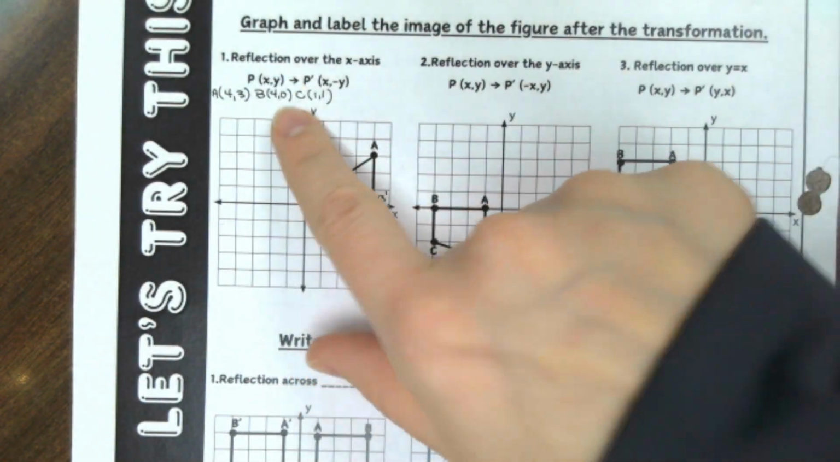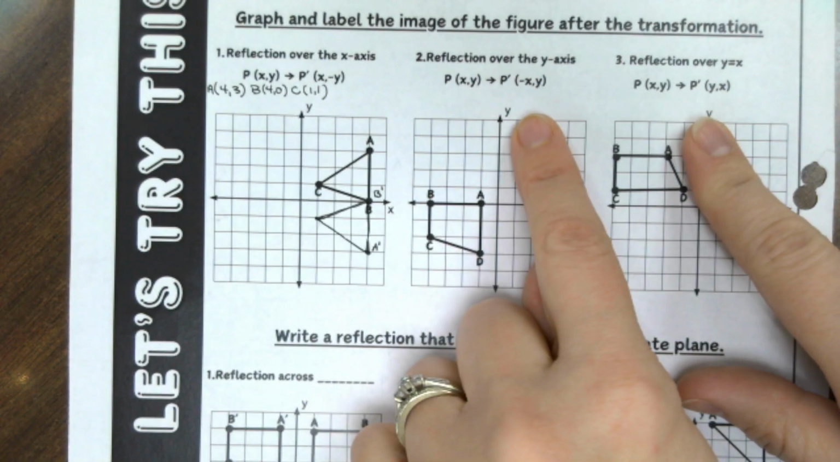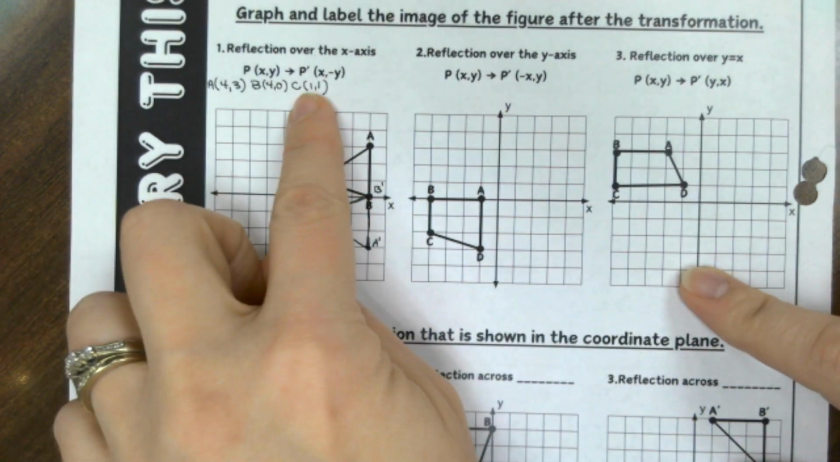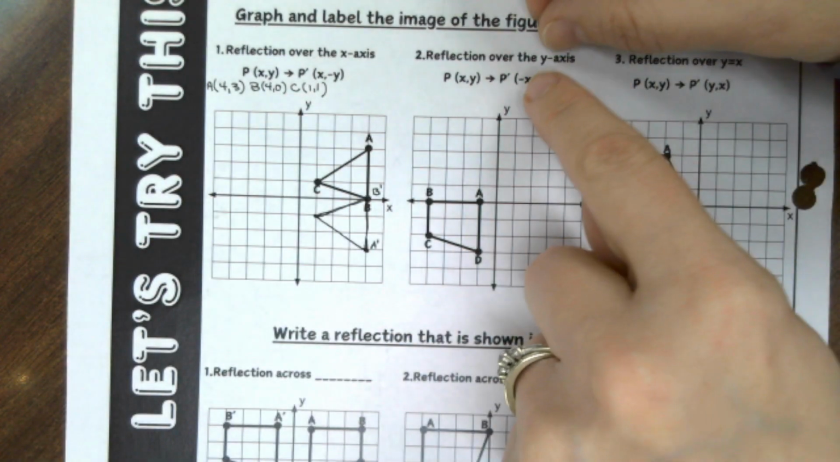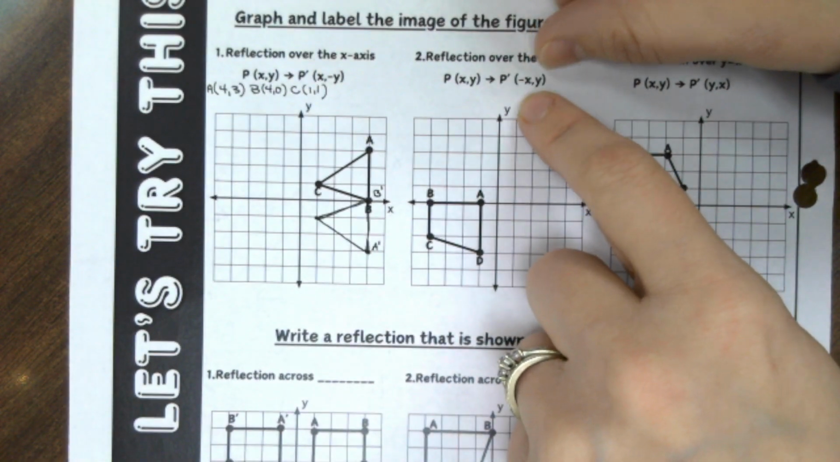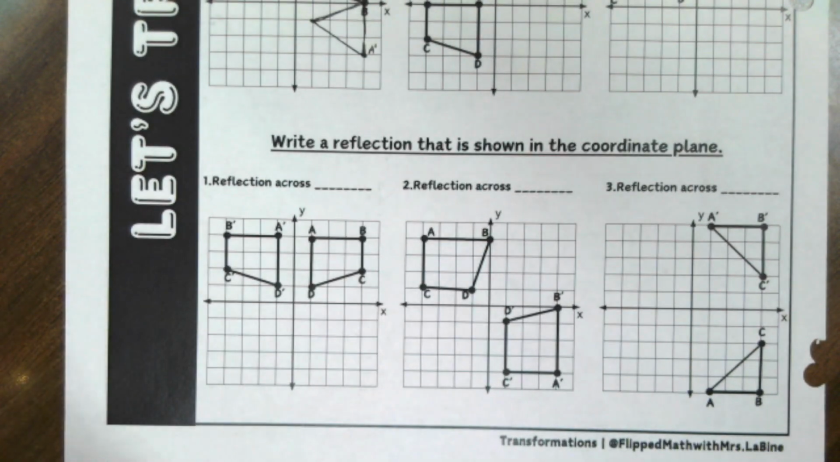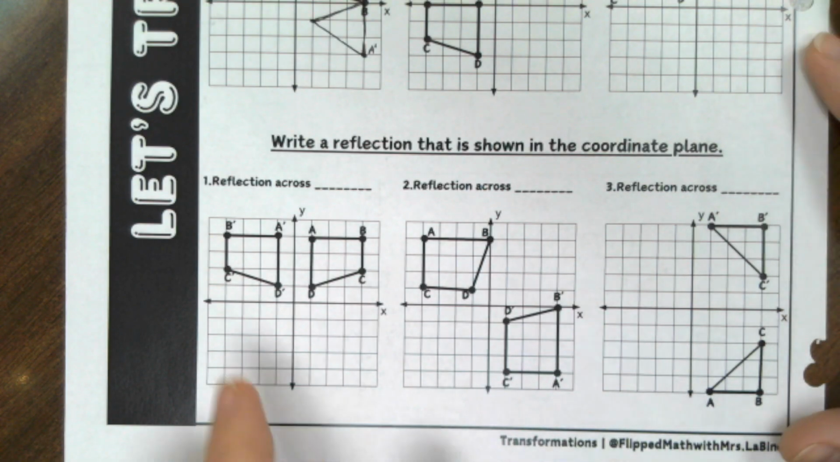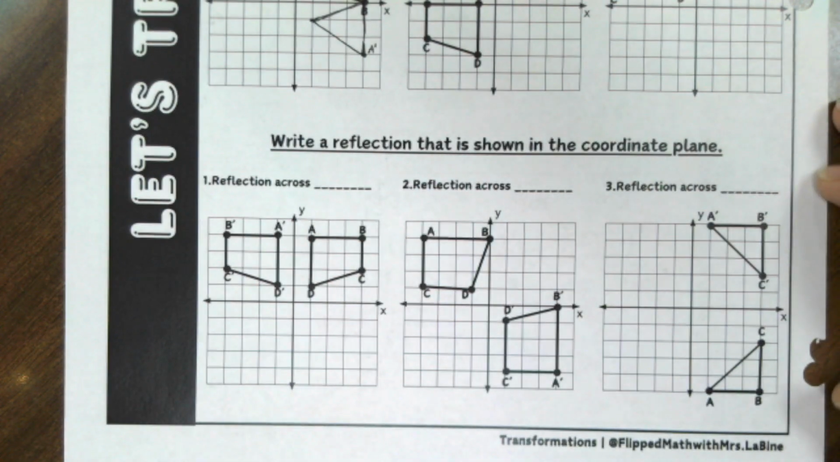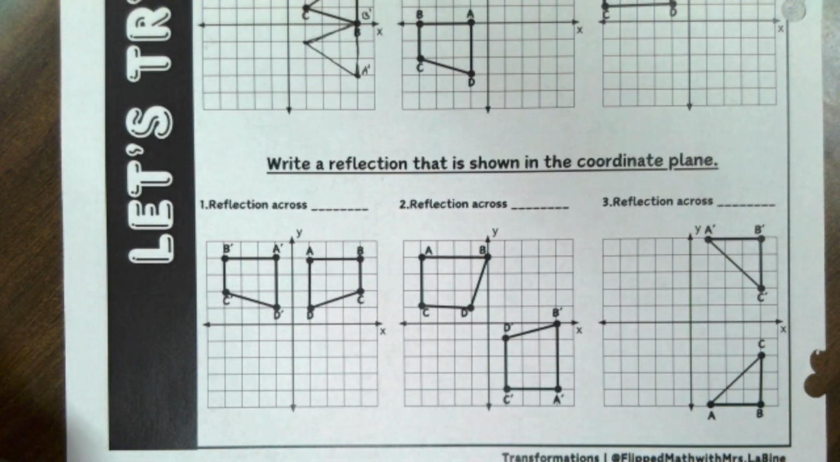Okay, so now you're going to try to do these two. First find your points, and then after you find them, you're going to change them for your image to create that. So down here, you're going to write a reflection that is shown in the coordinate plane. So you need to tell me it's a reflection across what? The x-axis, the y-axis, y equals x. You're just going to tell me which one it is doing. Okay? All right, let me know if you have questions.